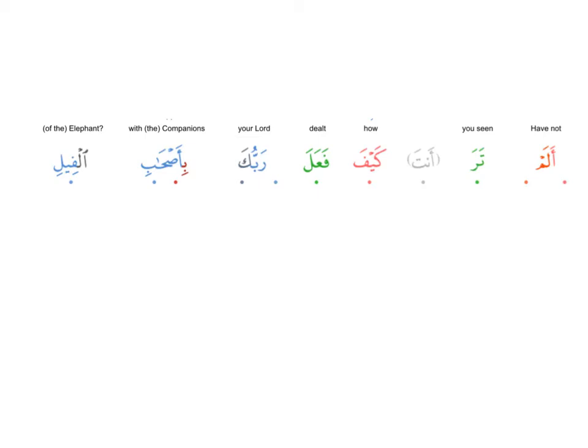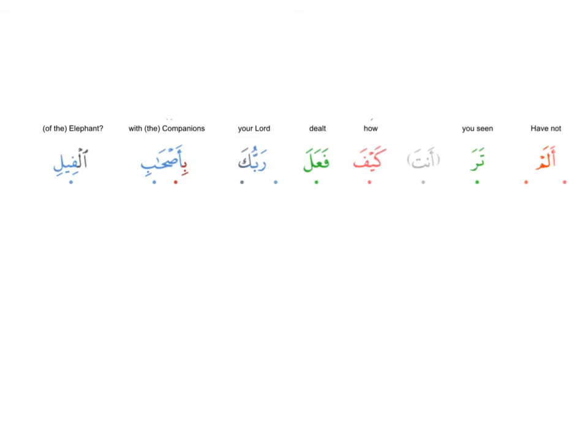We will begin with verse number 1 of 5 verses, which is Alam tara kayfa fa'ala rabbuka bi ashabil fil. Okay, there are 7 word strings, as you can see here. The first word string is alam, which is actually 2 words. So first what we do is we identify the category of words.